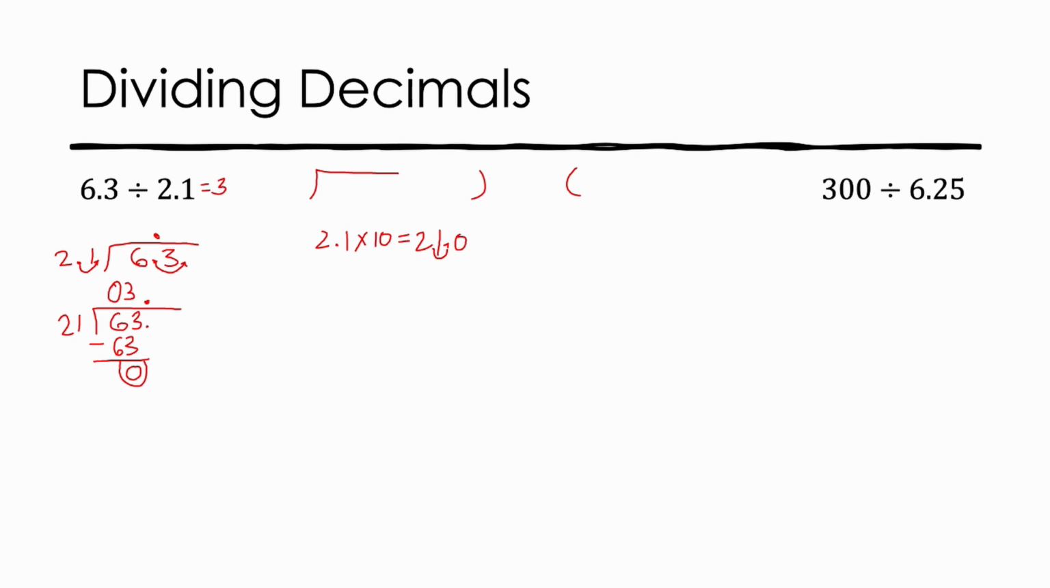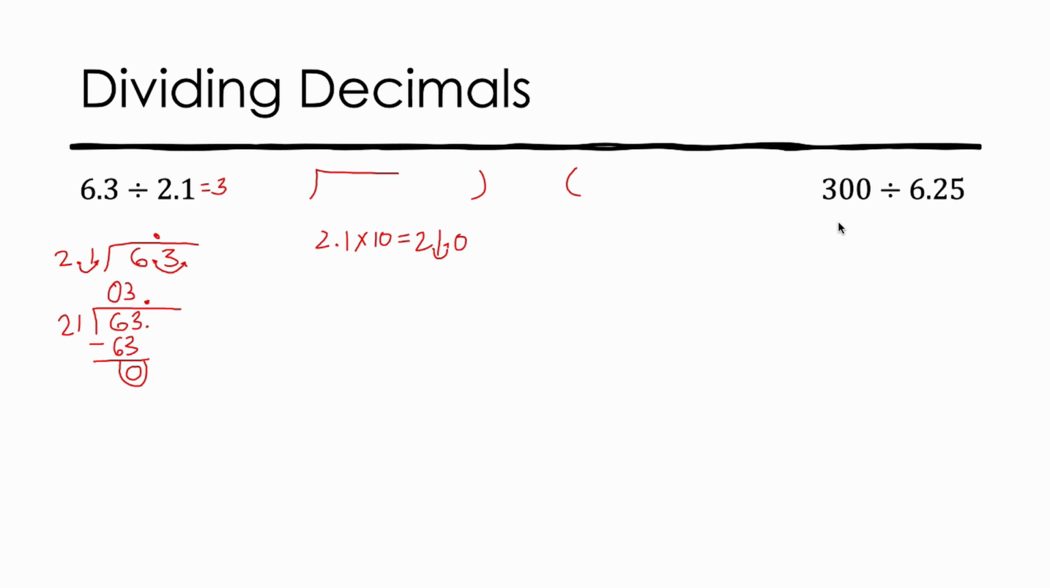Now if you're asking me, why isn't it 0.3 or why isn't it 0.03 like in multiplication? This is because since we did the same thing to both sides, we multiplied 2.1 times 10 and we multiplied 6.3 times 10. We multiplied them by the same number, and so in this way we kept things equal. You will see this a lot in algebra. So 3 is our answer. Let's go to the next one.